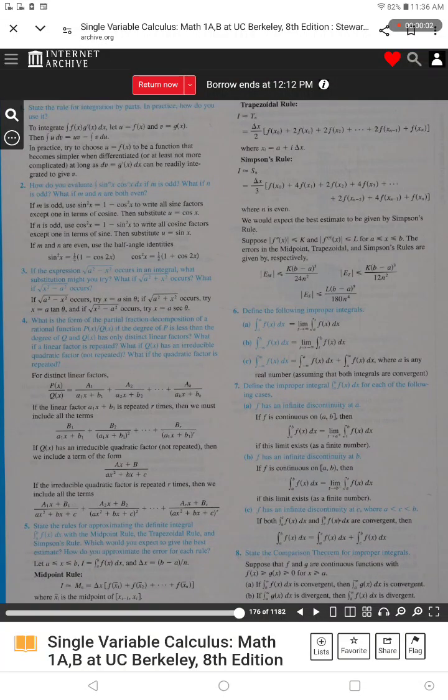State the rules for approximating the definite integral, the integral from a to b of f of x dx, with the midpoint rule, the trapezoidal rule, and Simpson's rule. Which would you expect to give the best estimate? How do you approximate the error for each rule?